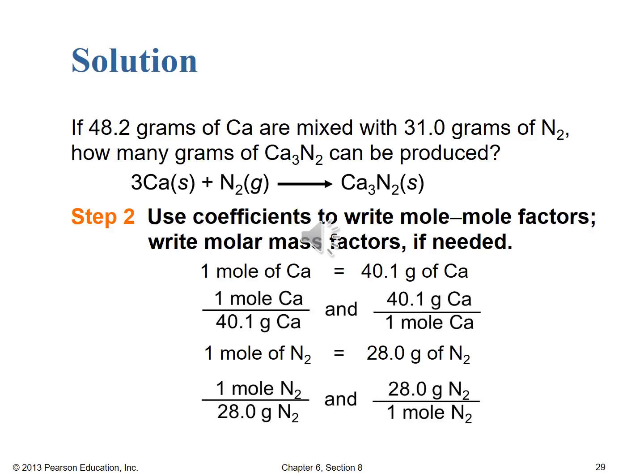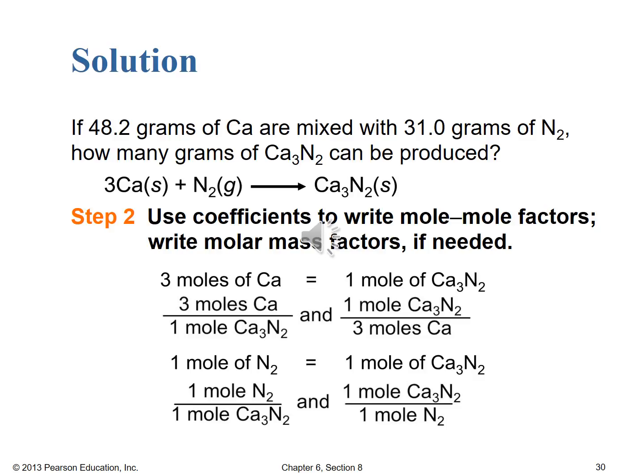Moving on to step 2 here, we're going to use the coefficients to write mole factors, and of course we'll use molar mass factors here as well. So 1 mole of calcium is equal to 40.1 grams of calcium right off the periodic table, and we'll either express that as the 1 mole of calcium in the numerator and the 40.1 grams of calcium in the denominator, or its inverse. We also know that 1 mole of nitrogen, dinitrogen, equals 28.0 grams of N2, 14.0 grams for N, and 2 of those, 2 moles of N, to get 28.0 grams for a mole of N2. And we can have that 1 mole of N2 in the numerator with the 28.0 grams in the denominator, or we can have the inverse depending on which allows for cancellation correctly in our setup.